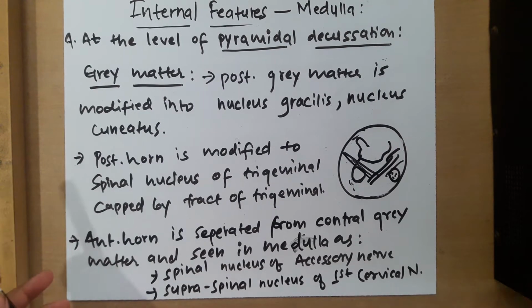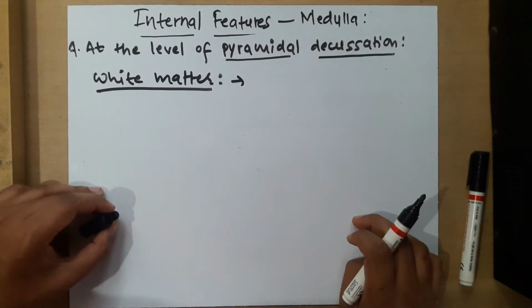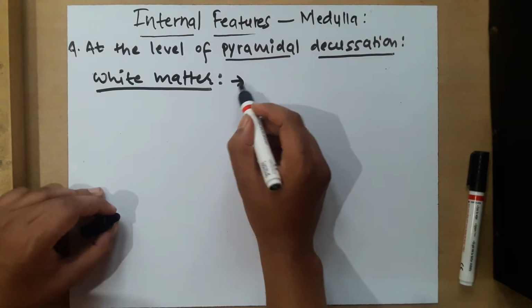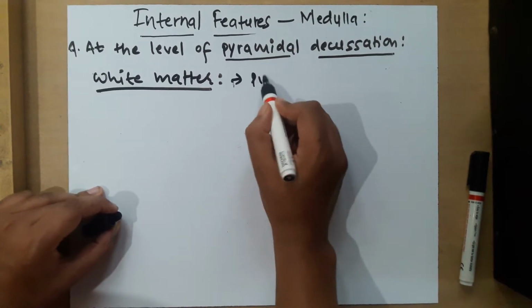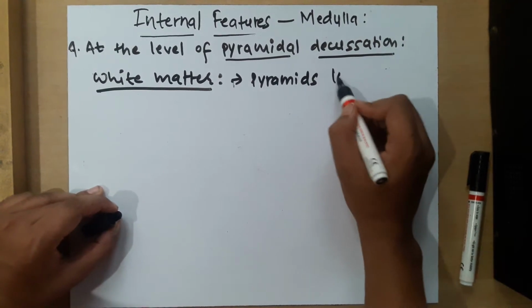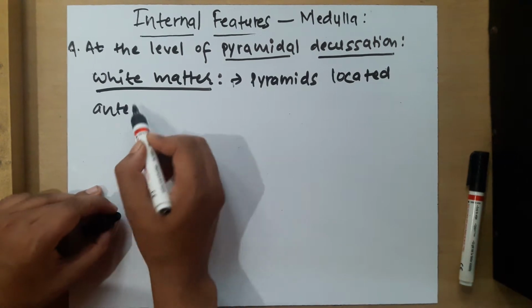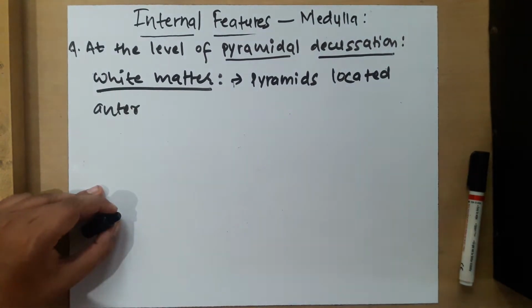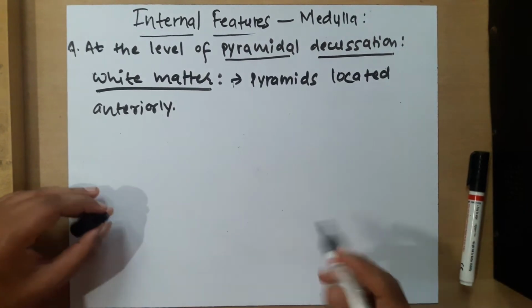Now we shall discuss the white matter. So now let's come to the white matter. The white matter includes the pyramids located anteriorly. So first you need to understand what pyramids are. Okay, so let's know what are pyramids.